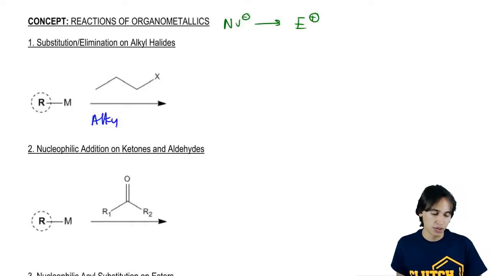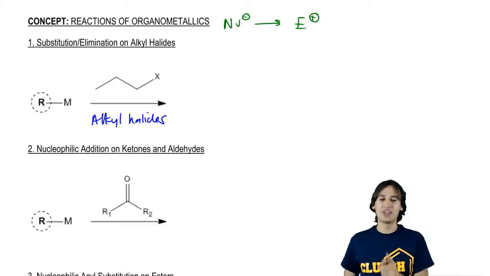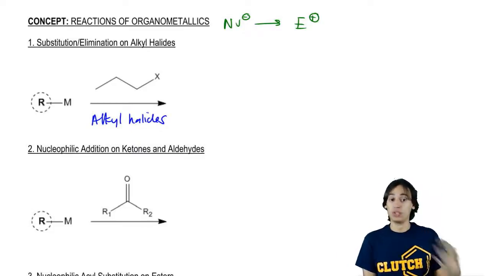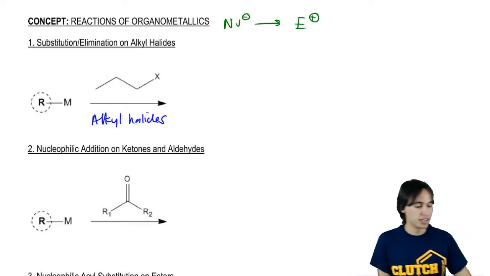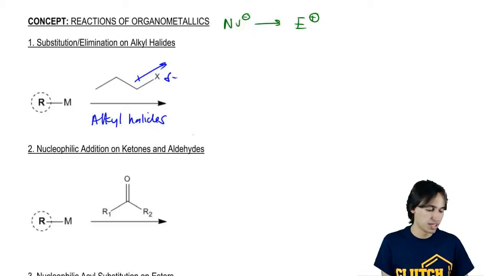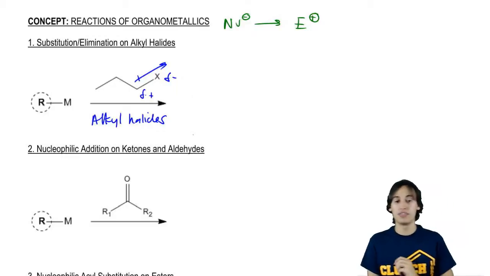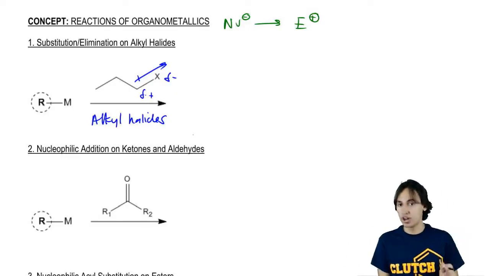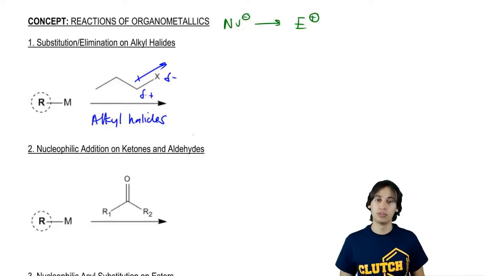Okay? So alkyl halides, I have it written at the top as well, so you don't have to write it. But alkyl halides are really great electrophiles. Why? Because it's a carbon attached to an electronegative atom. So I get a partial negative here, I get a partial positive there. That partial positive charge is very susceptible to nucleophilic attack.